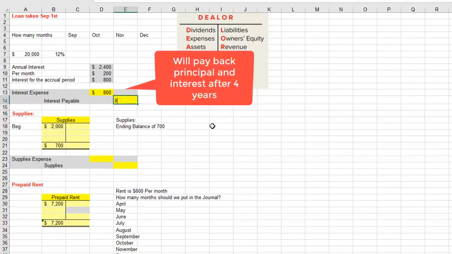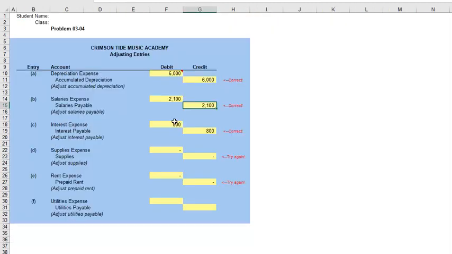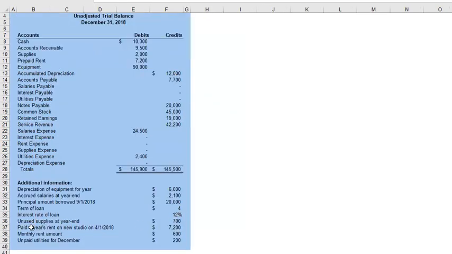So we're going to put this into a liability account. So I've gone ahead and created this where it's going to pull those numbers in. So that's our journal entry here. Interest expense increased by $800, and we increased what we owe the bank of $800 as well. Next piece, we have unused supplies at year end of $700. I want you guys to all pay attention here.